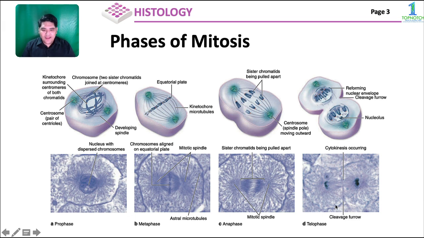Hindi po dede, ha? Cleavage ng cell, your cleavage furrow. This is a sign of your cytokinesis or nagde-divide na yung inyong cells. Okay, so that's the quick version of your cell cycle. Remember your PMAT, prophase, metaphase, anaphase, and telophase.